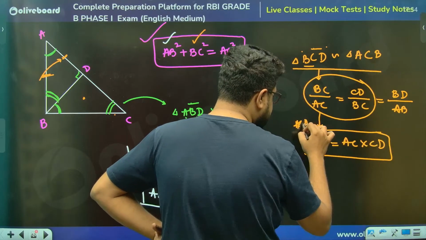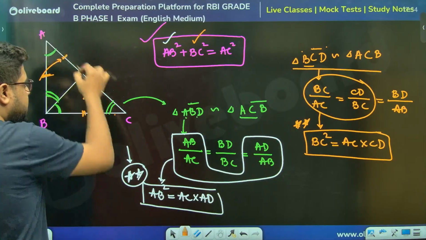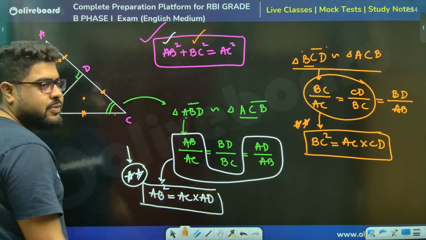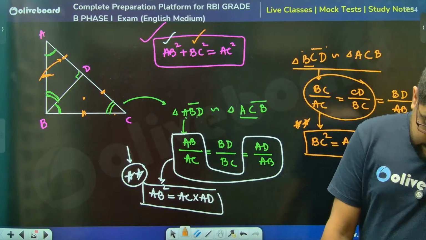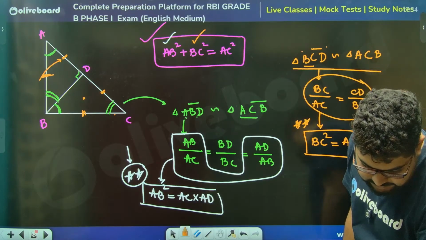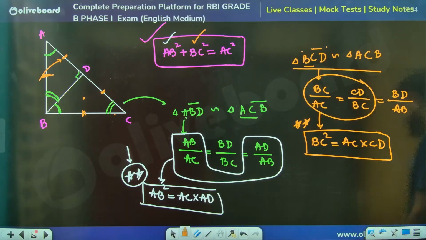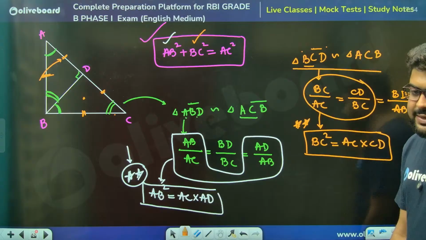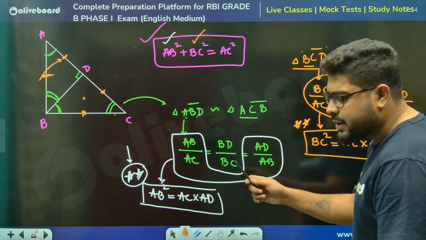Got the same thing? Meaning this thing squared is the total times only this part, the proportional part. Is it clear? Absolutely clear. This makes complete sense to everyone. Now, not only do this, just remember these two.